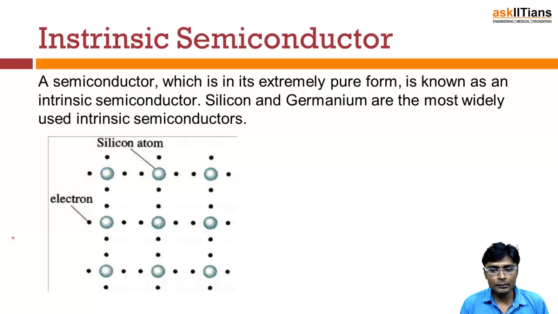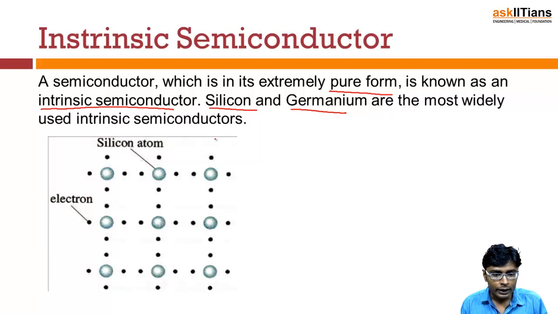Silicon and germanium are the most widely used intrinsic semiconductors, right? So basically a semiconductor in its pure form. The important term here is pure form, right? If we take silicon material or germanium material, they are pure materials, so they are categorized as intrinsic semiconductors.